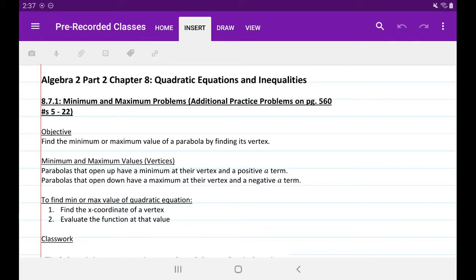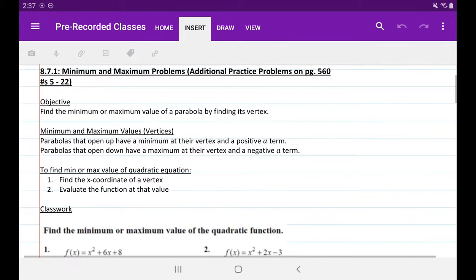So Algebra 2, Part 2. This is Section 871, which is finding min and max values on a parabola. Actually, everything in this section you already know how to do. We're just talking about it a little differently and focusing on it just in this section.